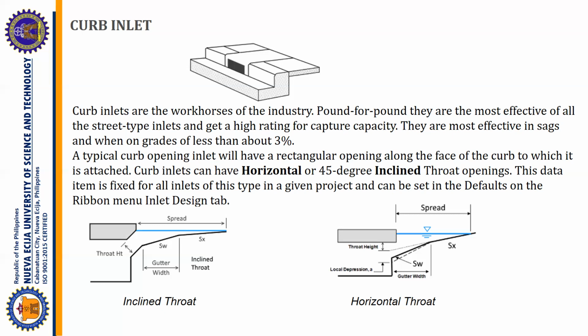A typical curb opening inlet will have a rectangular opening along the base of the curb to which it is attached. Curb inlets have horizontal and 45-degree inclined throat openings. So, there are two types: the curb inlet having a horizontal throat and the inclined having 45 degrees. This data item is fixed for the inlet of this type in a given project and can be set in the default on the ribbon.